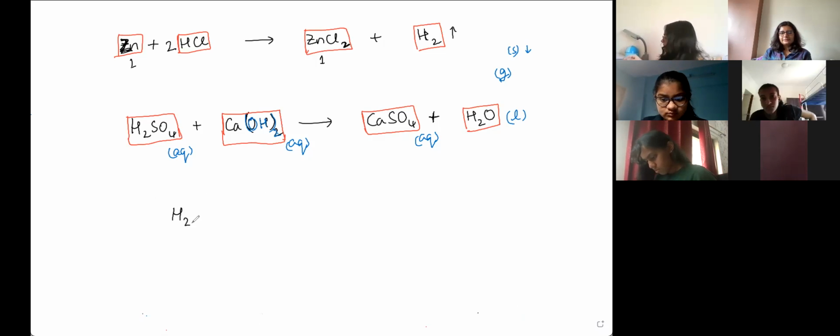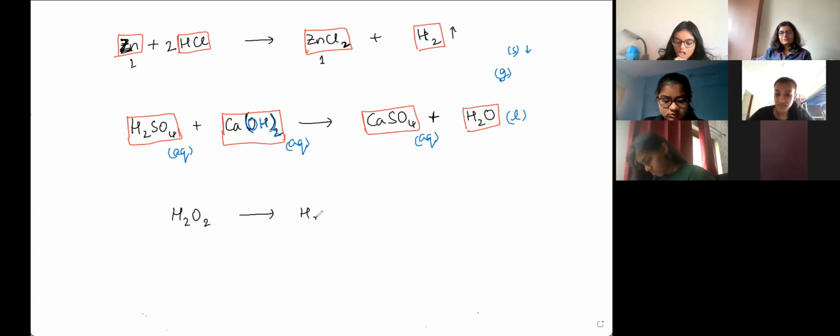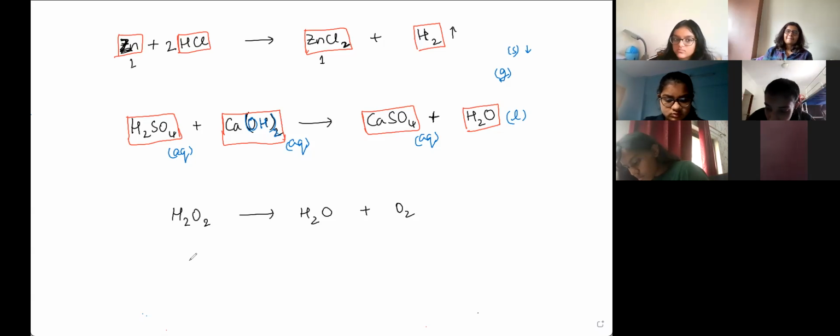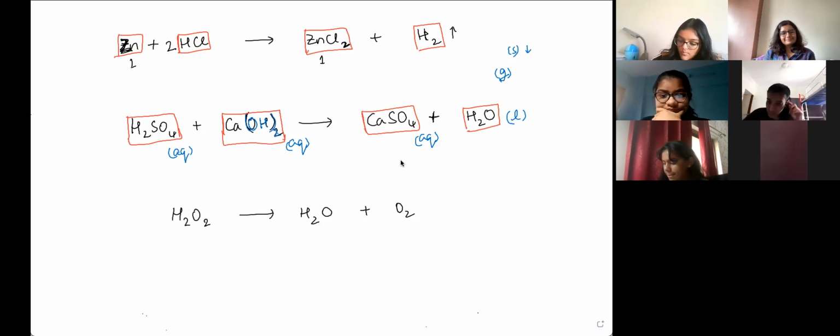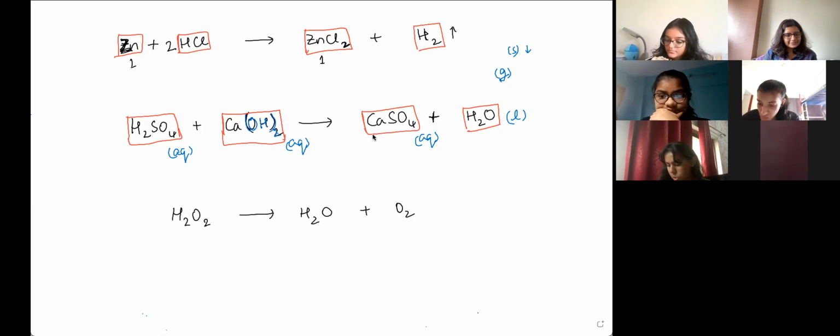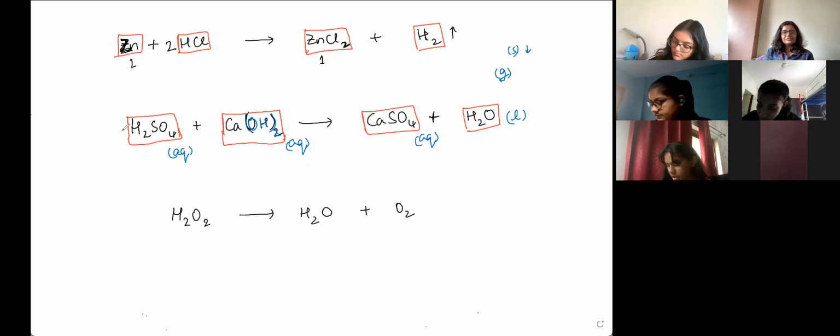Hydrogen peroxide decomposes into water and oxygen. Balance this. Shana got it. Yes. Megha also got it. Nice. Whoever has finished with this, you can attempt this.